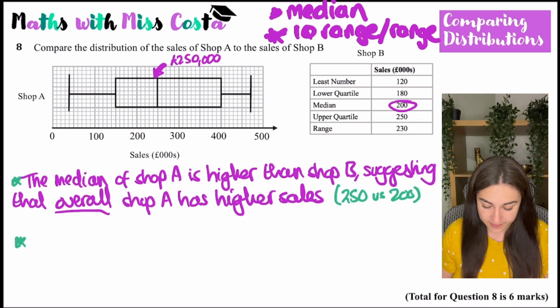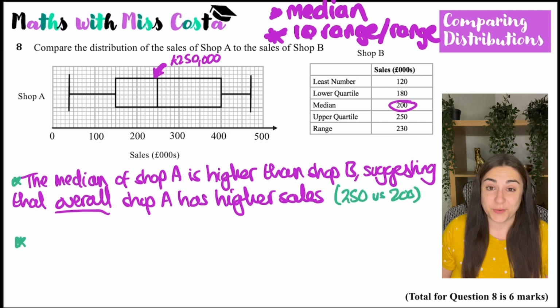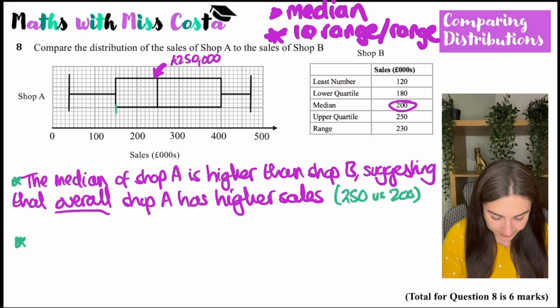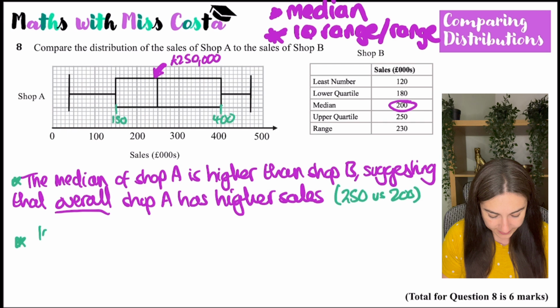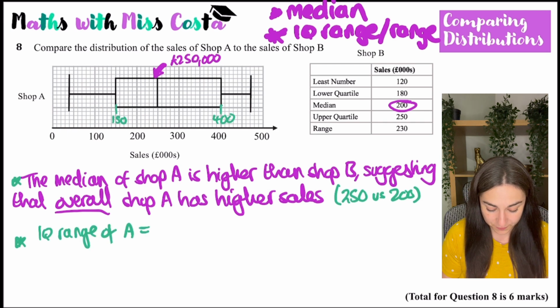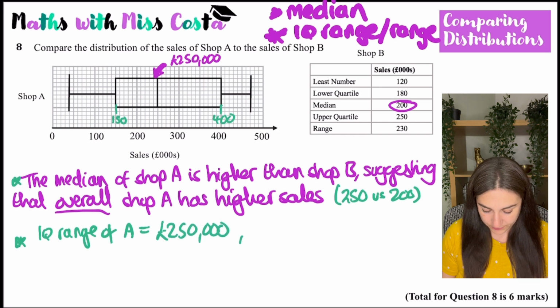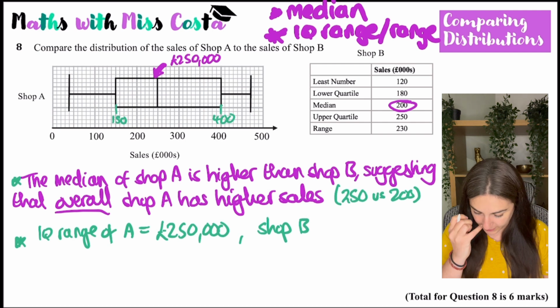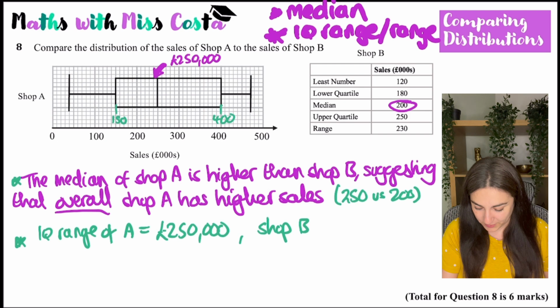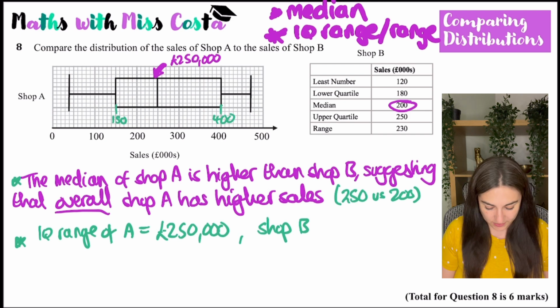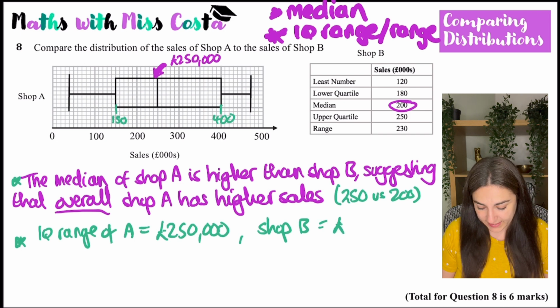And secondly, we either compare the range or the interquartile range. The interquartile range is generally a little bit more accurate. So let's do that. So over here, that is 150 and that is 400. So the interquartile range of A is 400 take away 150, which is 250,000. And shop B, we worked out, well, we're going to have to work out again. So 250 is the upper quartile, take 180, which is the lower quartile, which is 70,000.